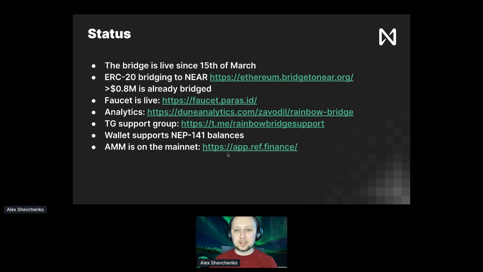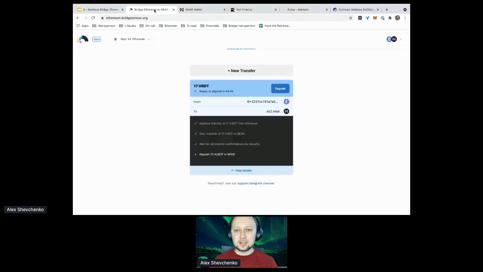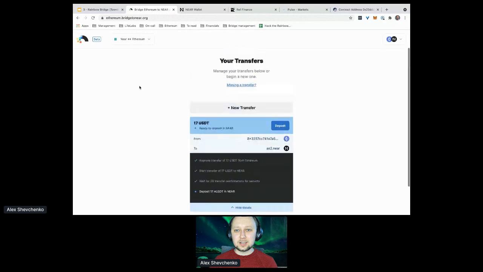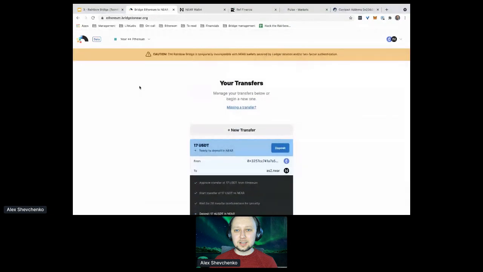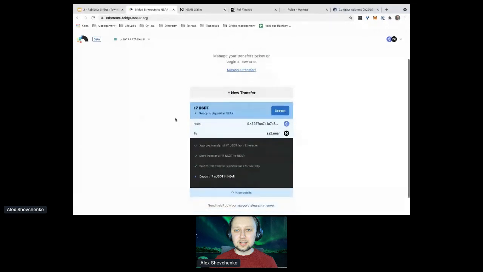So enough talking. Let's go directly into the demo. Let's see how all of this stuff is working. I want to start by showing you the front end of the Rainbow Bridge. So this is it. You can access it at ethereum.bridgetonear.org. And I already started the transfer here of 17 USDT. This is obviously an awful amount because for the Ethereum side transactions, I already paid several times more than this amount. However, you're still able to transfer any amount of tokens.